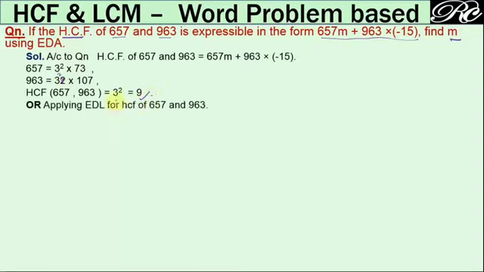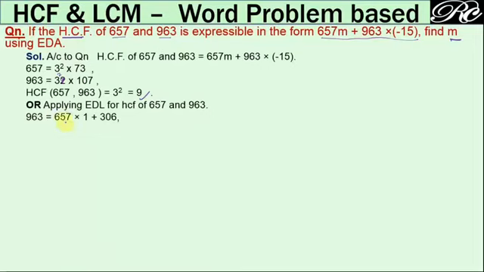So let us first calculate the HCF of 657 and 963. That can be calculated by prime factorization. In this prime factorization, we are getting that the common factor is 3 square. Therefore, 9 is the HCF. This may also be calculated by the successive division method or Euclid's division lemma. So that step is also written here.